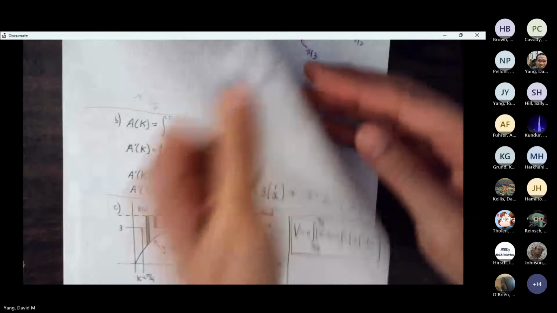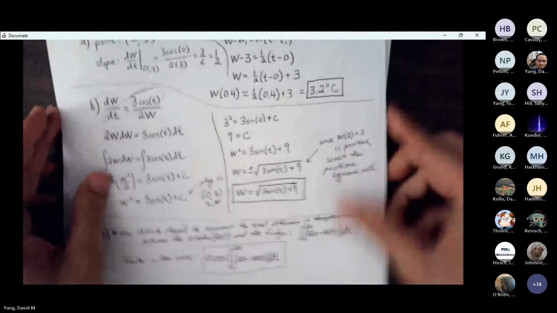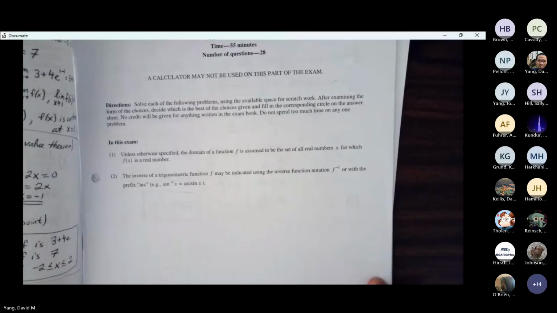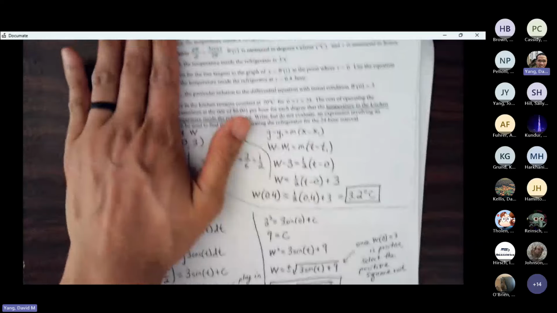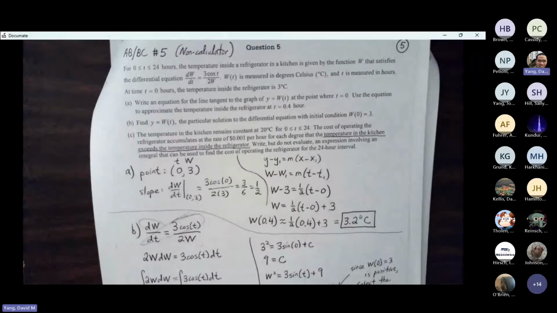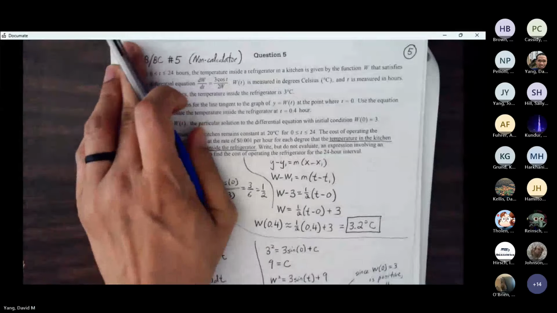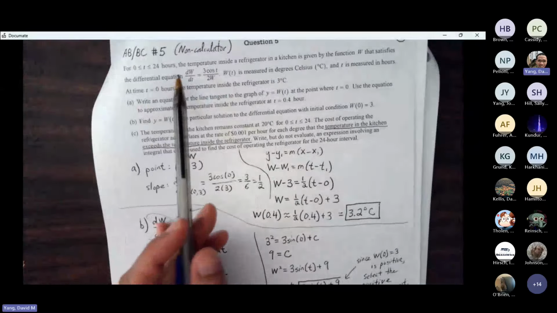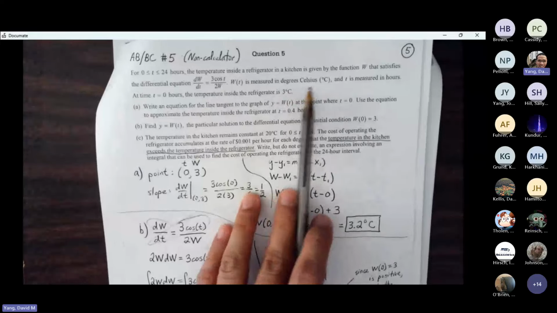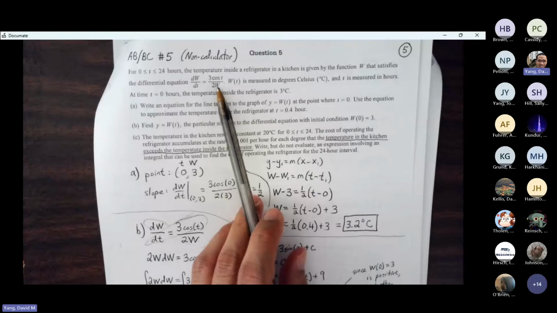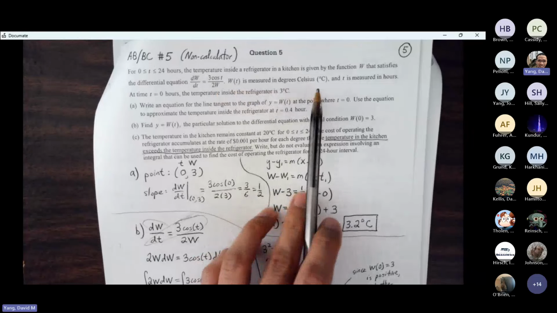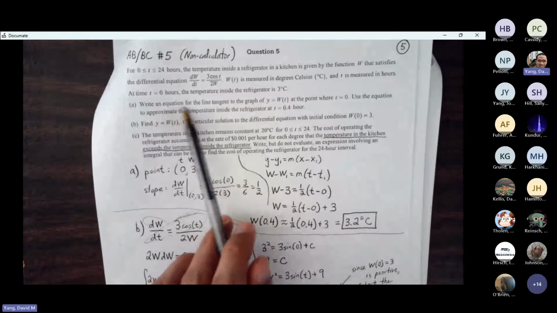Okay, number 5. I want to make sure I have enough time for the multiple choice section, so I'm just going to walk through the key here. Between 0 and 24 hours, temperature inside a fridge is given by W that satisfies the differential equation dW/dt equals 3 cosine of t over 2W. W is measured in Celsius, t is measured in hours. Write an equation for the tangent line.